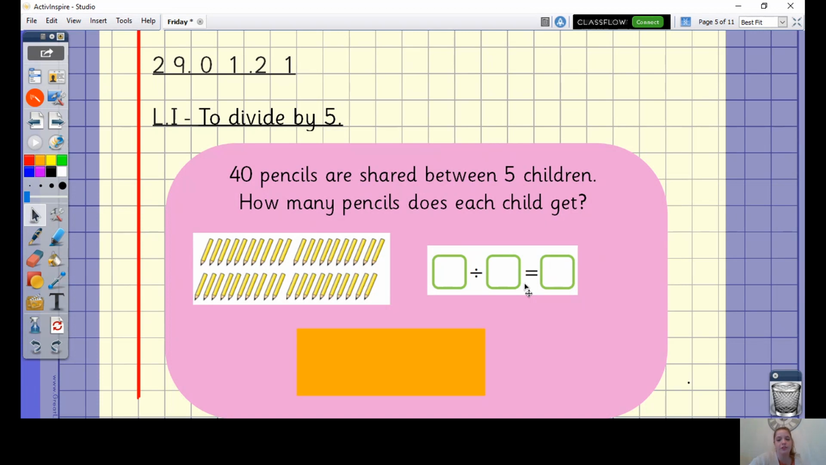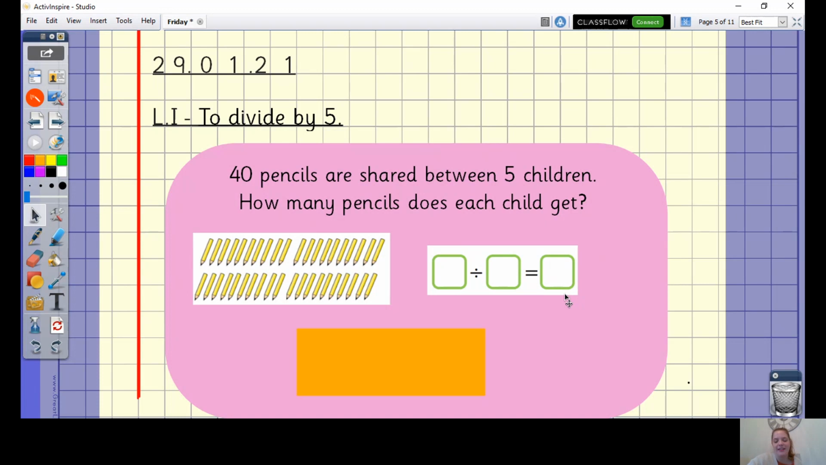So you may want to draw 5 children or 5 sharing circles if you would rather, and then share those 40 pencils into those 5 groups. Okay, and I want you to see how many pencils there are in each group, to find out how many pencils each child gets. Once you've done that, I'd like to see a division number sentence. So remember, we start with that greatest number there. Think about how many we're sharing between, and then as the answer, how many each group has. Okay, pause the video now, have a little go at that question, and we'll come back together in a moment.